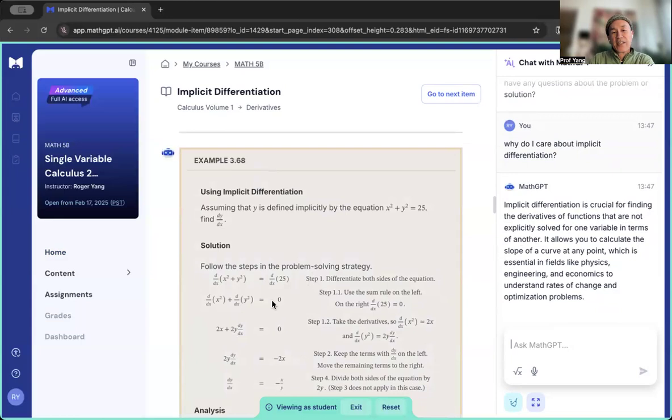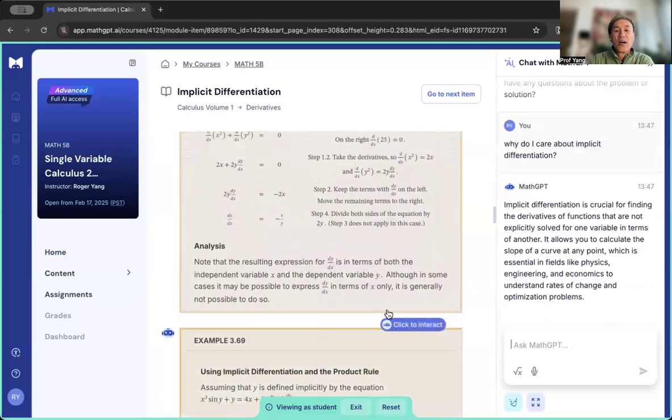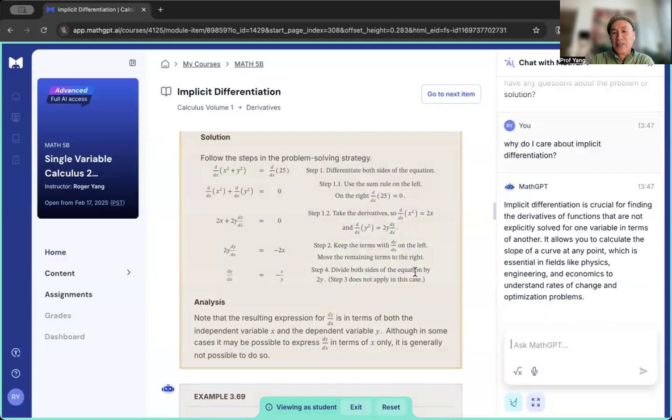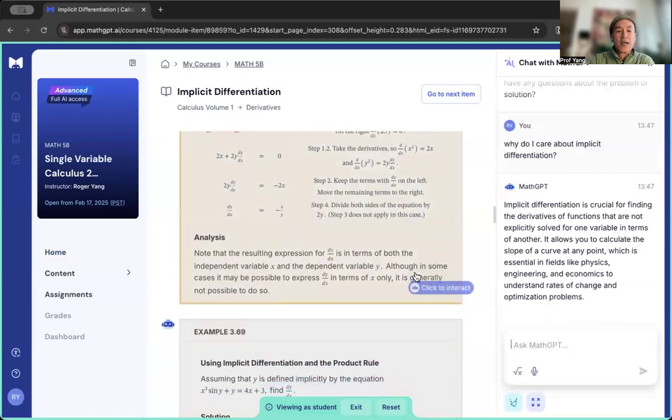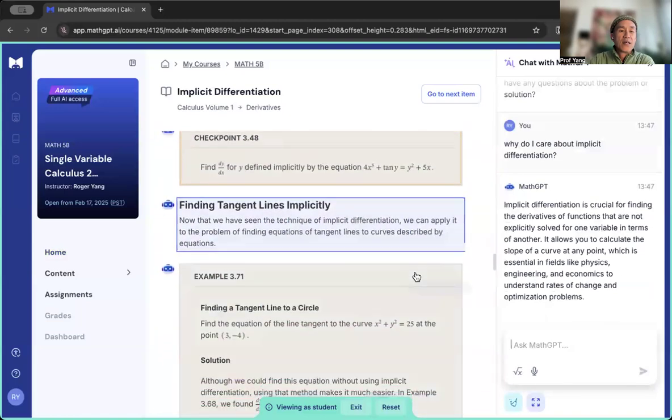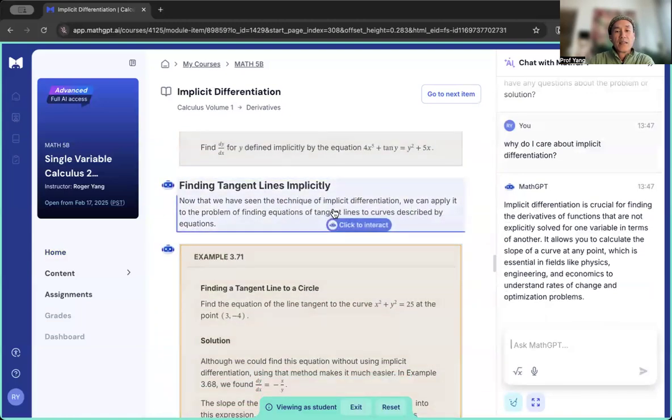If you look at this particular box, this box is just an example. So with examples, you could just click on it to interact, and then you could ask it questions about the different steps if you wanted. Let me go to something that's not an example. Let's see here. So there's this finding tangent lines implicitly, right?